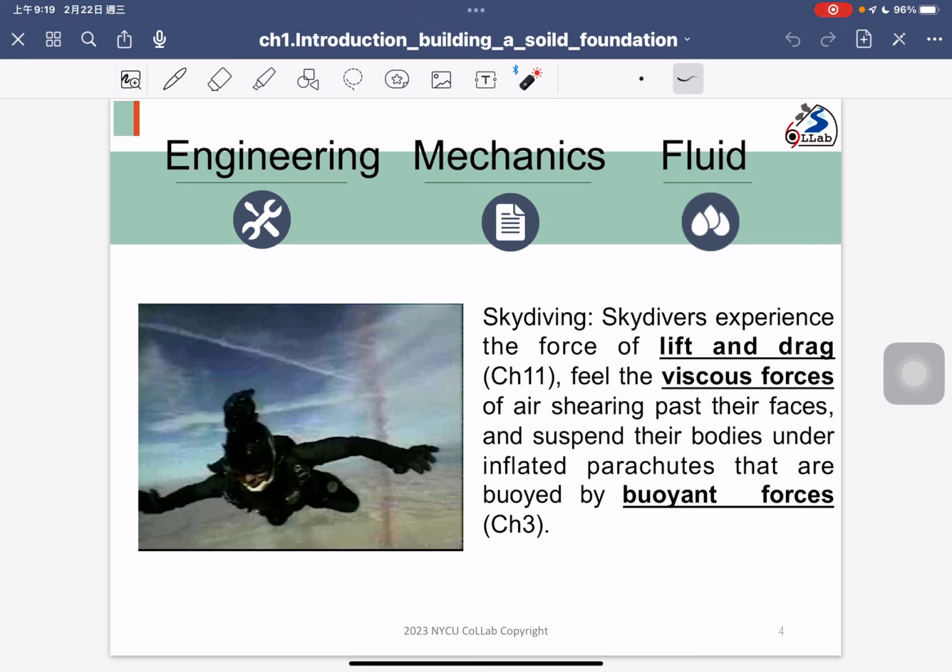For engineering problems, when we meet a problem, we try to design. But this is very dangerous, so I cannot miss anything. I need to deeply consider everything, and then I do it. There is no space to improve, because if something goes wrong, people will die. So I put this slide here to show how important engineering and mechanics and fluids are.